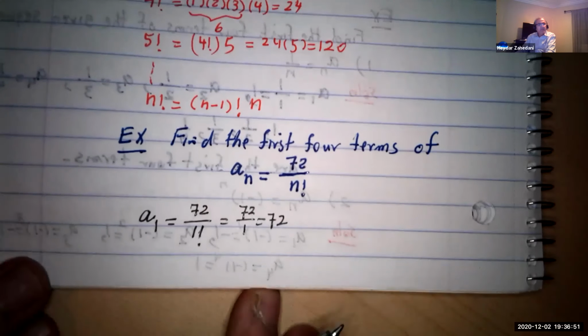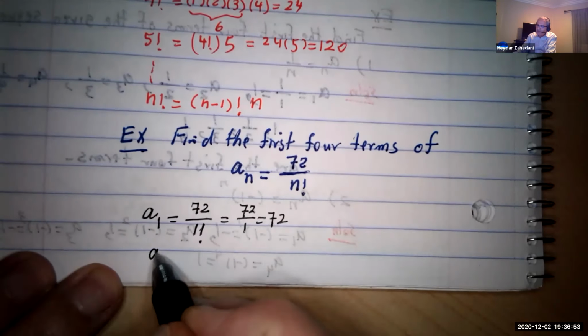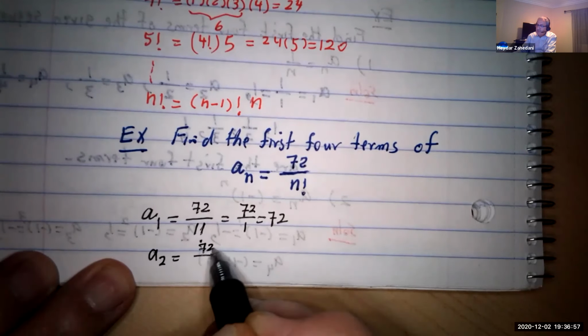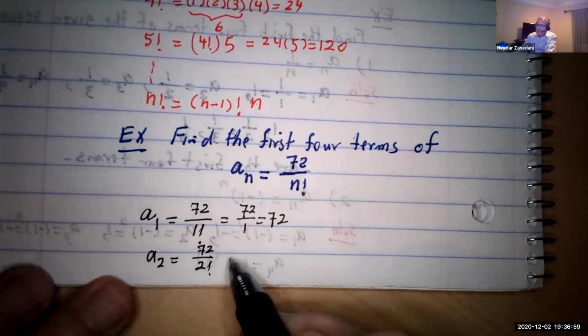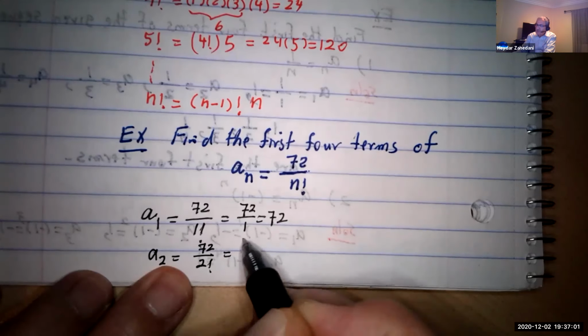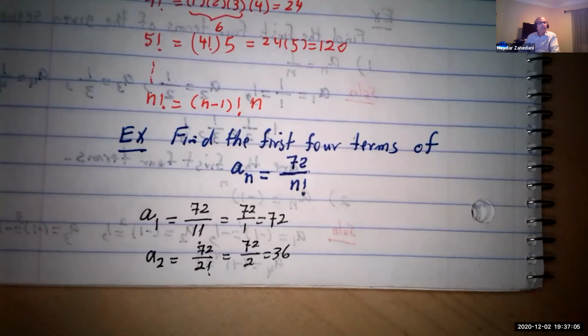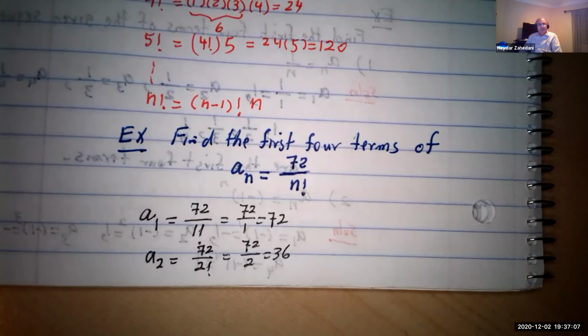Okay, so the other one is a_2. a_2 is 72 over 2 factorial. But 2 factorial is just 2. So that gives you 36. So that's going to be the second term.